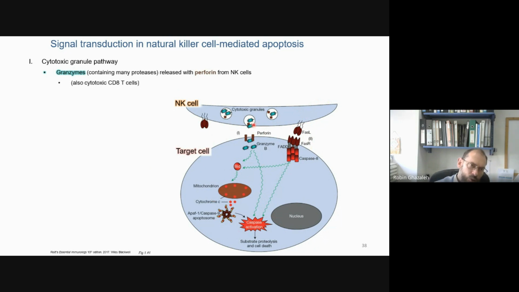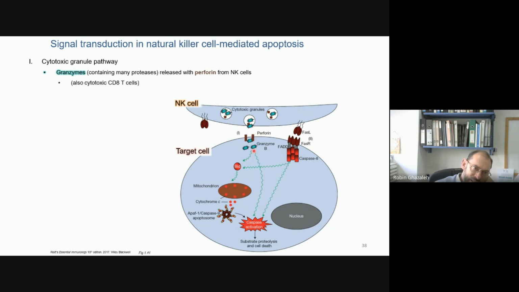Now, the other weapon that natural killers have is the cytotoxic granule, and they have a lot of cytotoxic granules, which, after recognition of the target cell, exocytose and release their contents. And they contain two types of things. One of them is called granzymes. And these granzymes are a conglomeration, an association of multiple different types of protease.